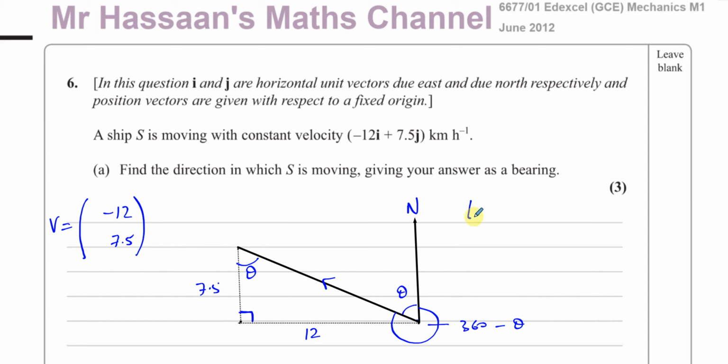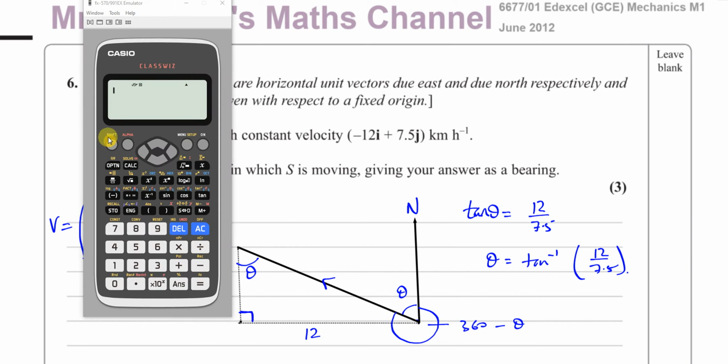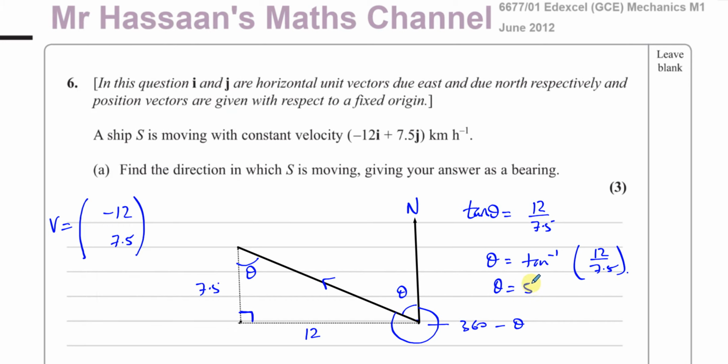So the tangent of the angle theta is equal to the opposite, which is 12, divided by the adjacent, which is 7.5. So theta is equal to inverse tan of 12 over 7.5. We do inverse tan of 12 divided by 7.5, and close that bracket. We must make sure we're in degrees, because bearings are measured in degrees. That gives us 57.995 degrees. So theta is 57.995 degrees. That's not the bearing, however.